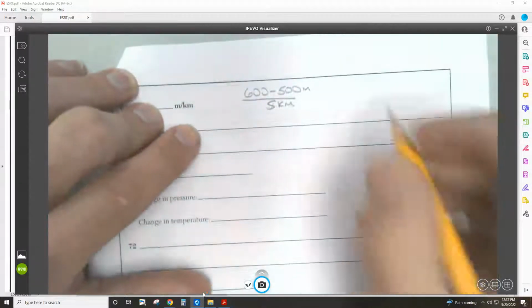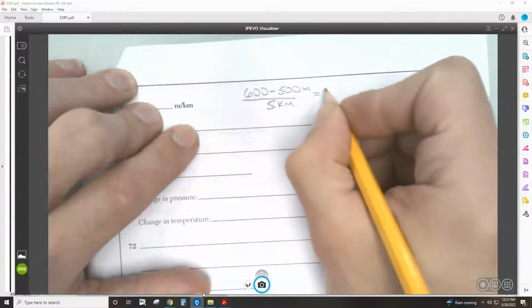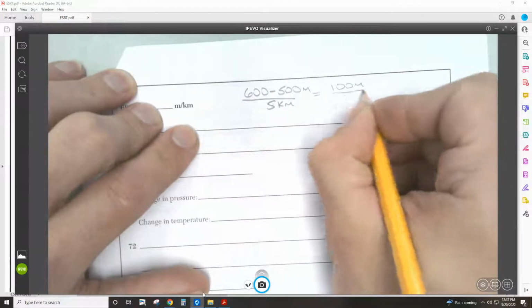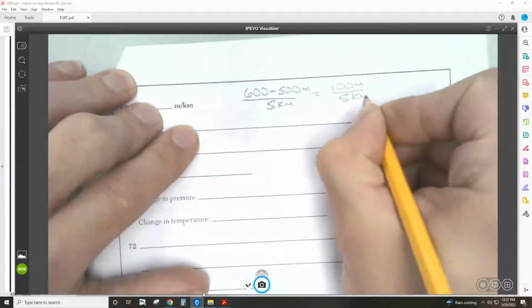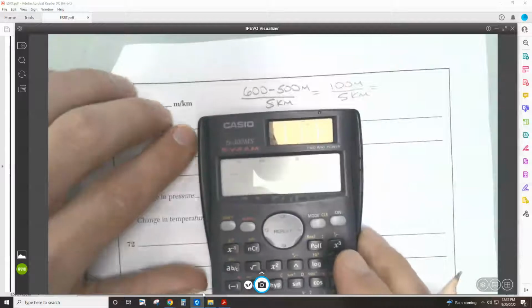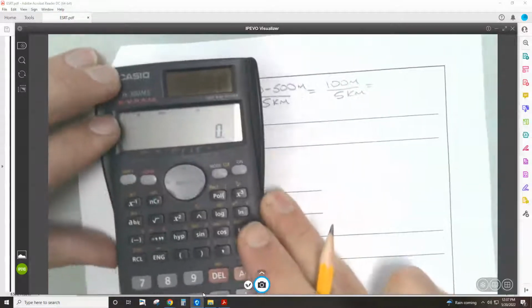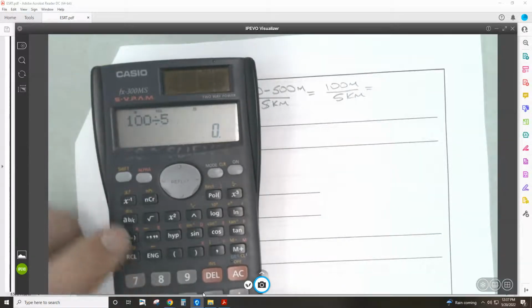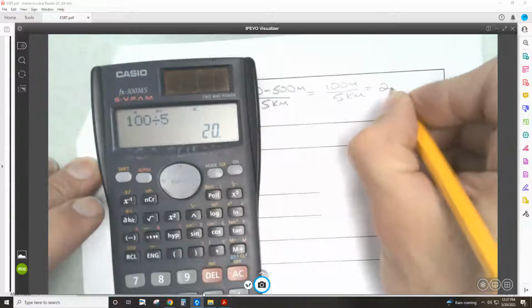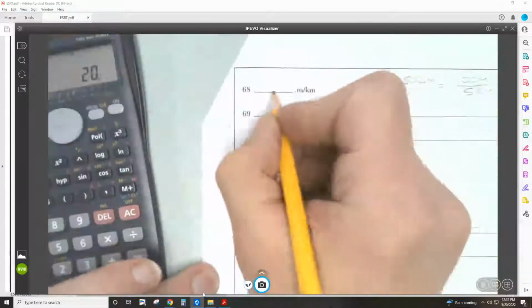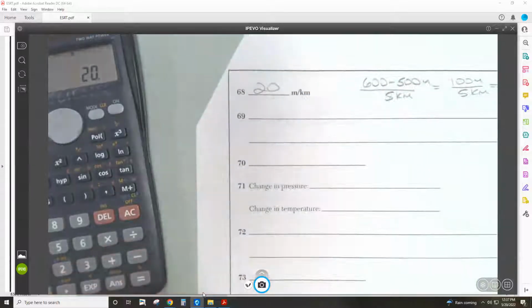Now, this is fairly simple math. 600 minus 500 is 100 meters divided by 5 kilometers. And again, if you're one of those people who says, I can't do this math, it's very difficult, I hope you can do this math in your head, but you could always use a calculator on the Regents exam as long as it's a simple one. 100 divided by 5 is 20. I hope you can do that in your head, but there you go. 20 meters per kilometer is the answer to question number 68.